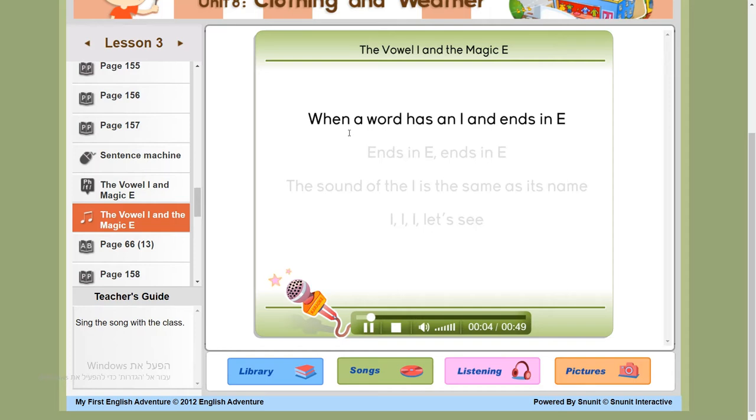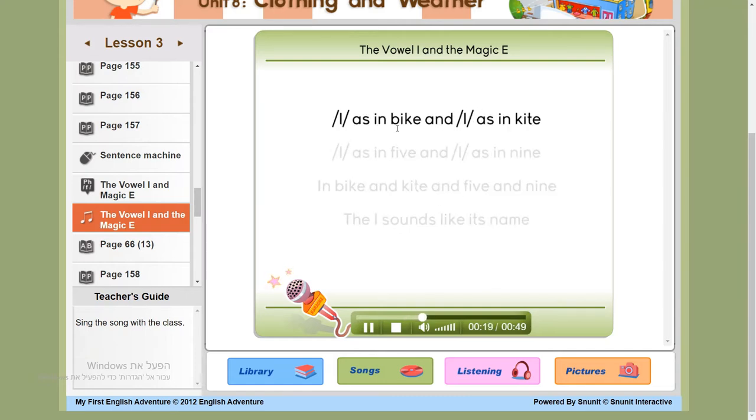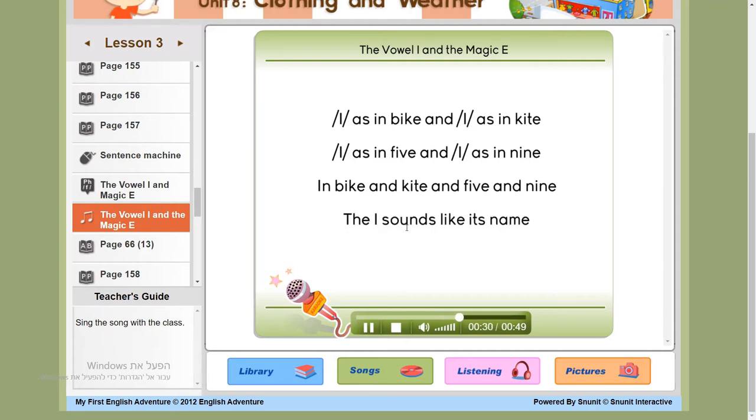When a word has an I and ends in E, the sound of the I is the same as its name. I, let's see. I as in bike and I as in kite, I as in five and I as in nine. In bike and kite and five and nine, the I sounds like its name.